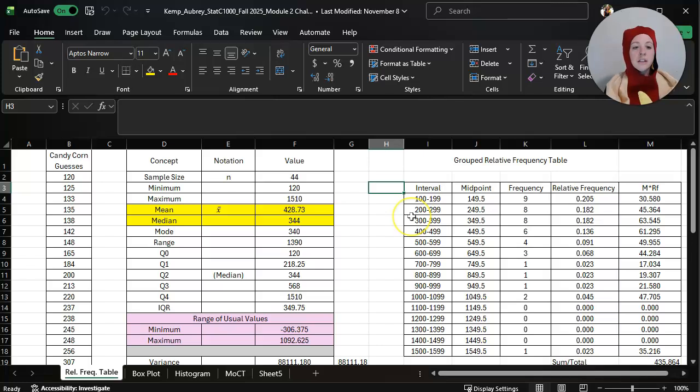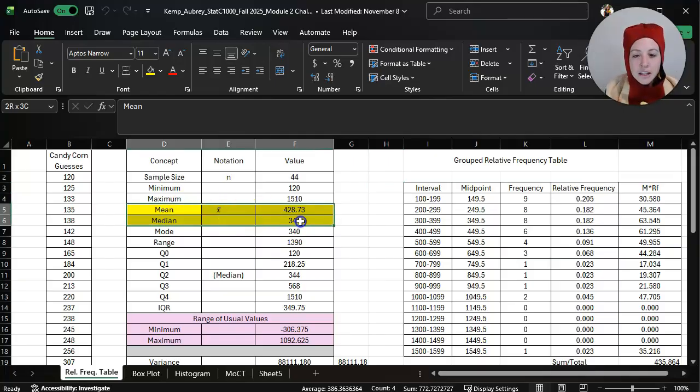The median, meaning the very middle of our data set if we were to put them in order, is 344, and then the mode was 340. But I mentioned in a previous video, every number in this data set was guessed only once, except for 340, which was guessed twice. So I put an asterisk next to mode. It wasn't like this mode was guessed significantly more times than other numbers.